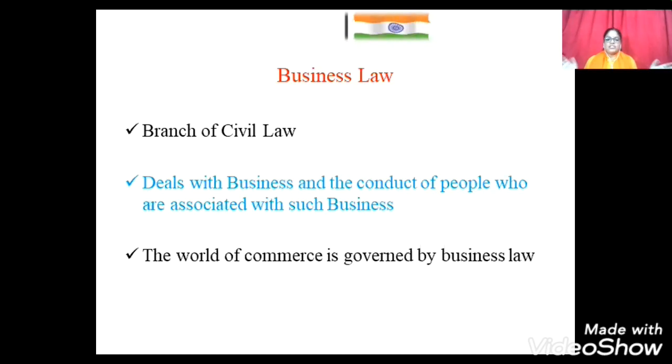no loss. So business law deals with business and conduct of people, how the business is going to be carried out, and who are the people who are associated with these business, and what is their conduct, how they are being regulated, how they are being controlled. So this law speaks about the business and the conduct of the people who are associated with the business.